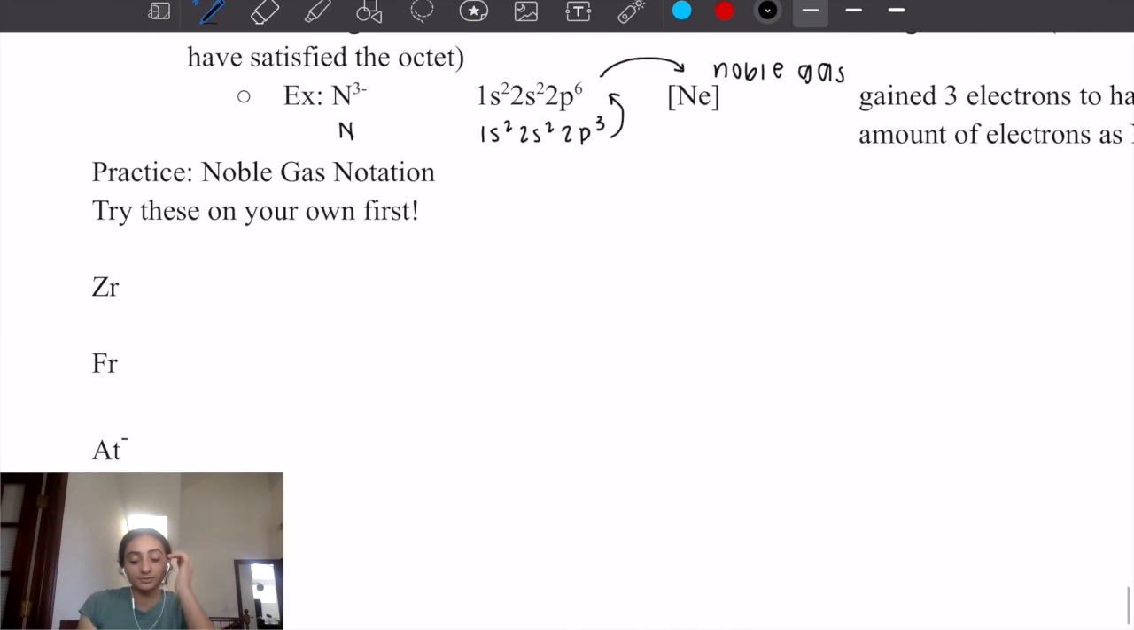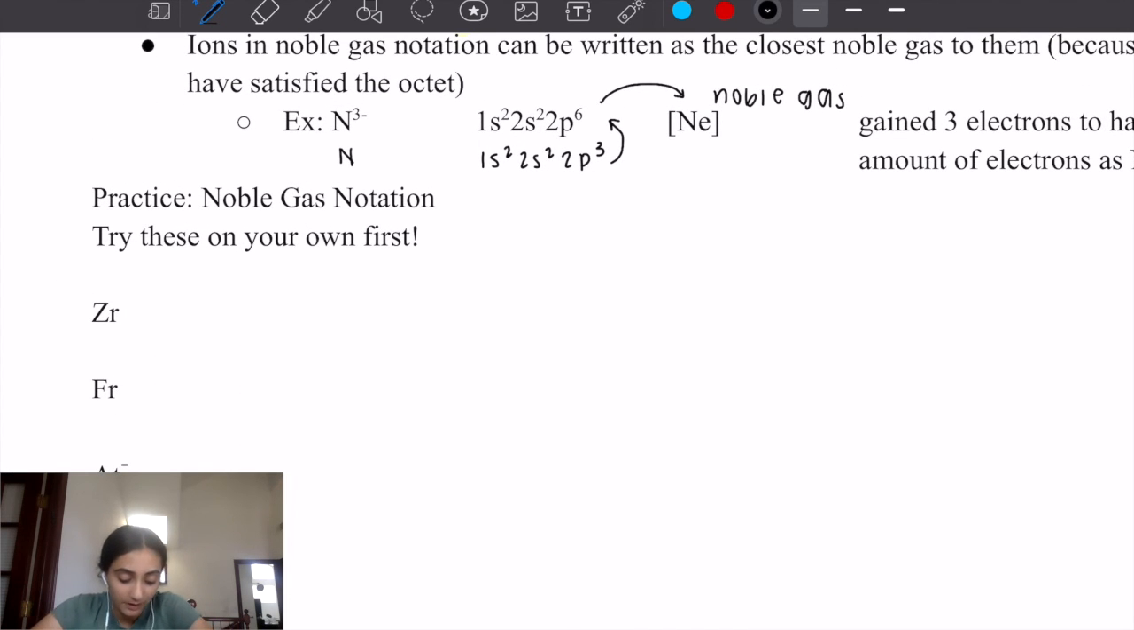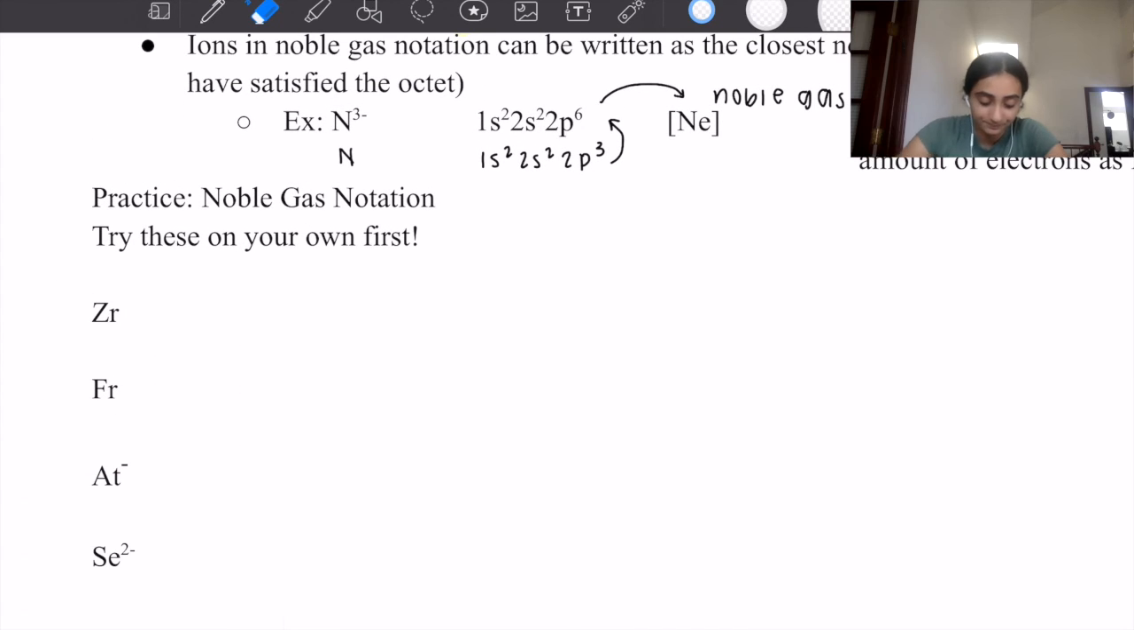Okay, so now we're going to practice writing noble gas notation for these atoms. You have zirconium, francium, astatine minus, and selenium 2 minus. Remember that the last two are ions, so your noble gas notation will change. Try these on your own, and then I'm going to show you the solutions.